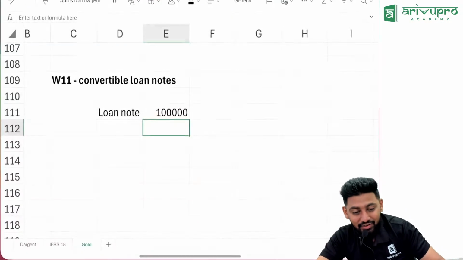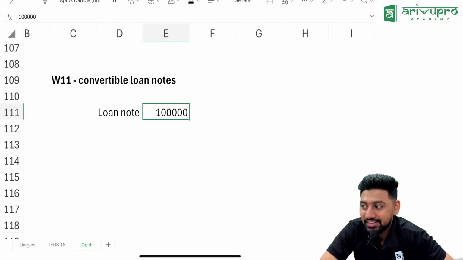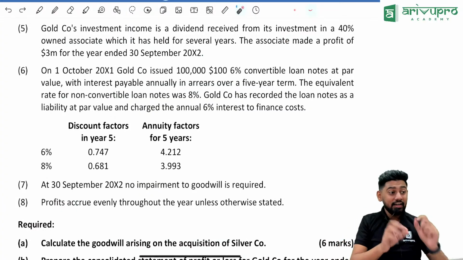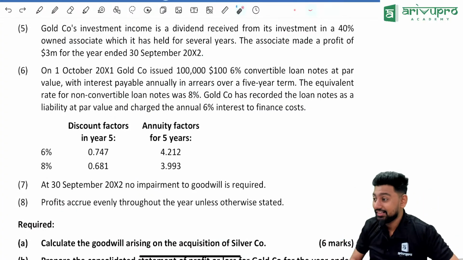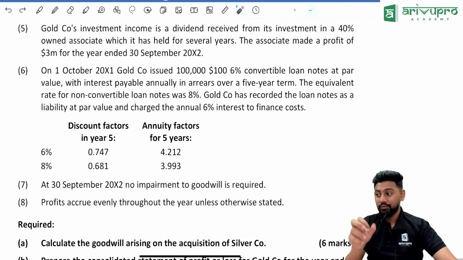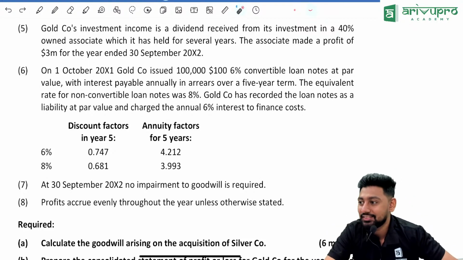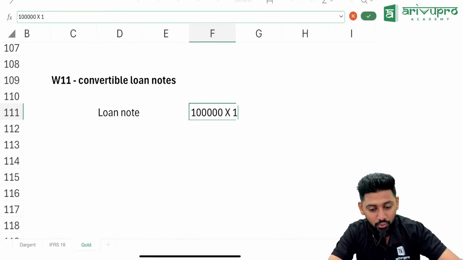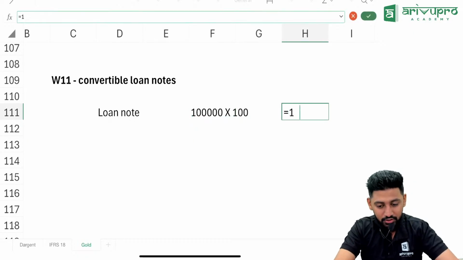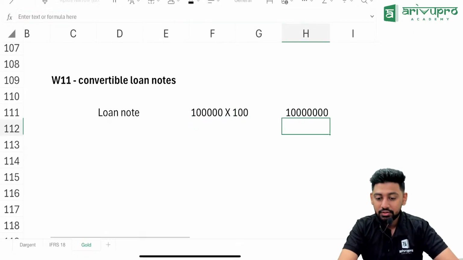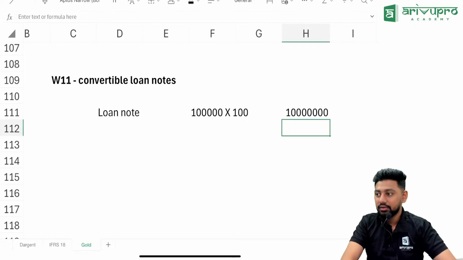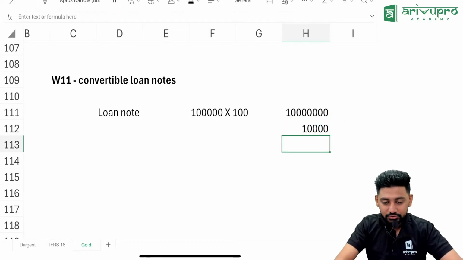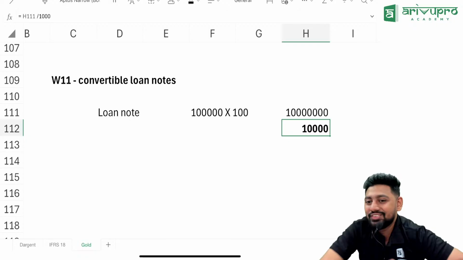Exactly. See, now we close our eyes and took 100,000, right? It's not 100,000. It is 100,000 into 100. Generally, examiner will give us the value, but here he has not given us the total value. He wants us to calculate a trick. So it will be 100,000 into 100, correct? So 100,000 into 100 gives me 10 million. But I am working in 1000, so this divided by 1000 is 10,000. That's the value.